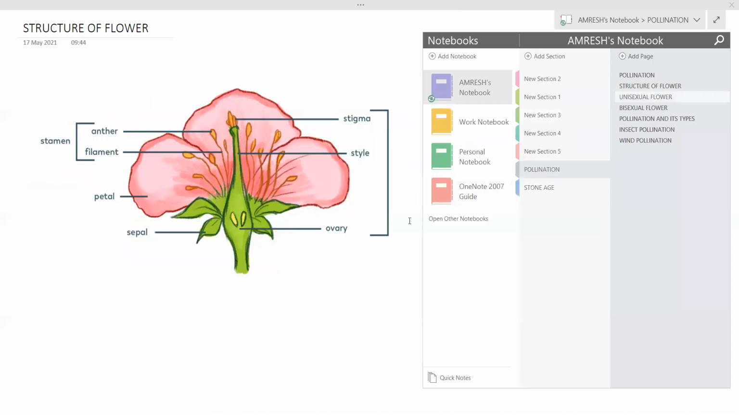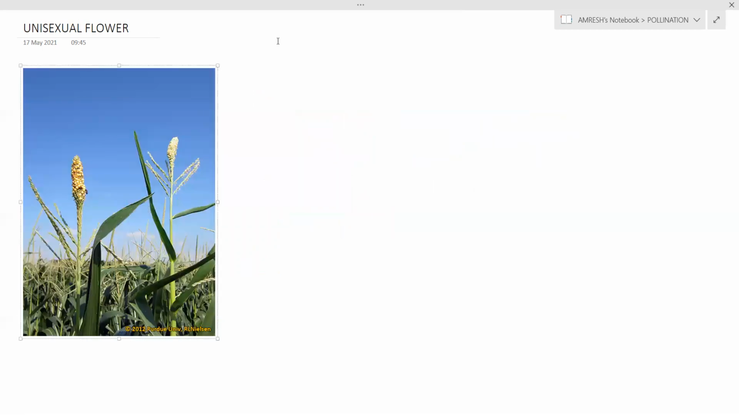First is your unisexual flower. What do you mean by unisexual flower? Unisexual flower means flower having one part, either the male part or the female part. In one flower, you will have only one part, either male or female. Definition of unisexual flower: flowers having either male part, meaning stamen or androecium, or female part.